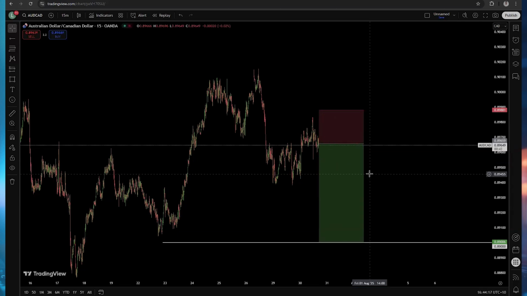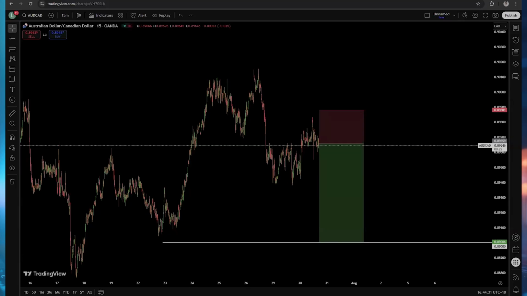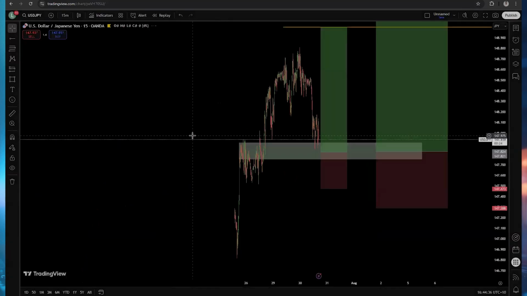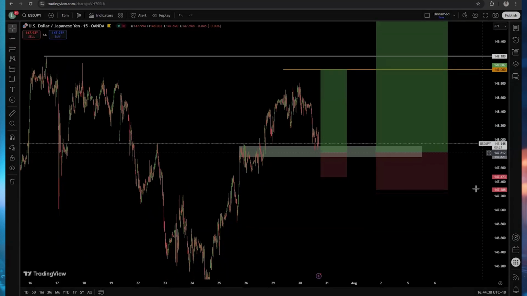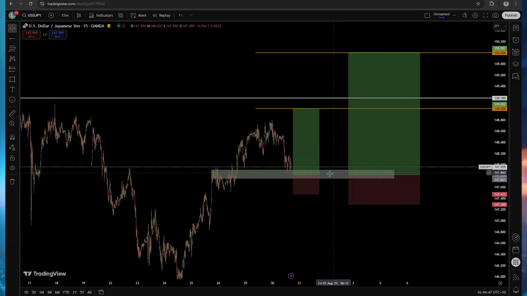Now let's go over and have a look again at what we had today. First we had US dollar Japanese yen. What we're waiting for is the market to come back to that support area, and then entering our position at around 147,800, 147,812, around that area, and going to the first target of 149.